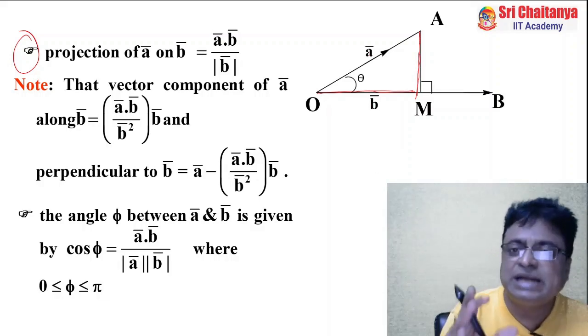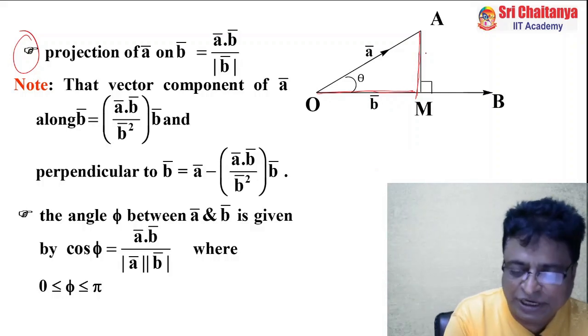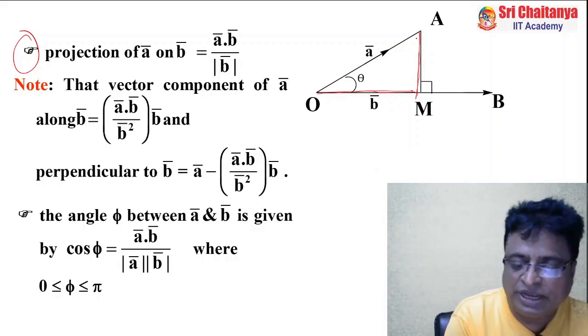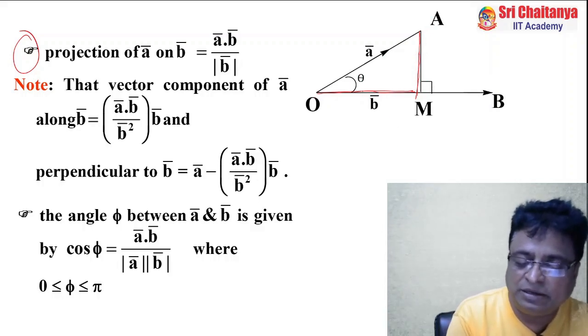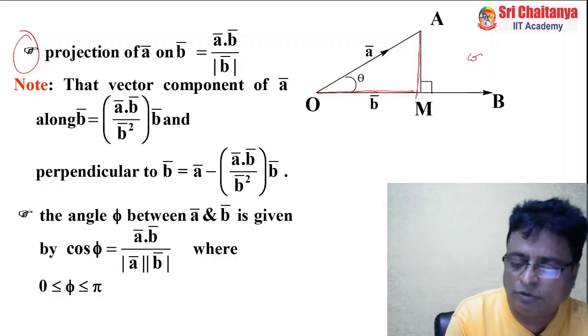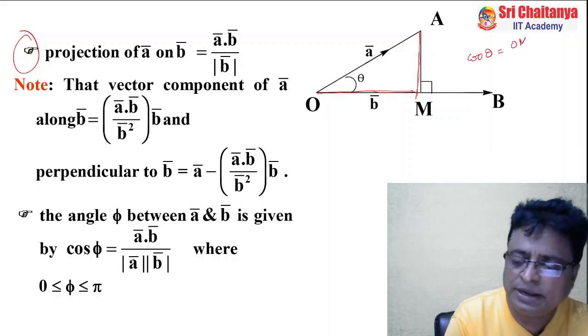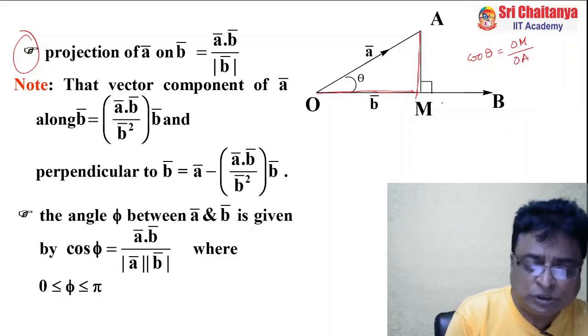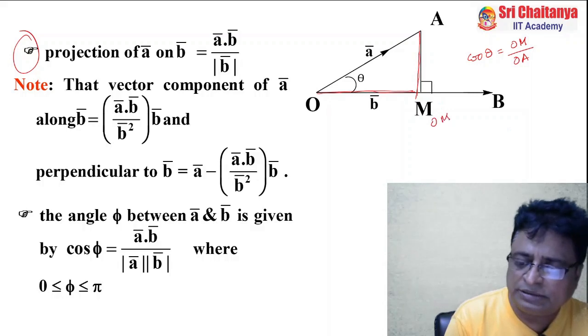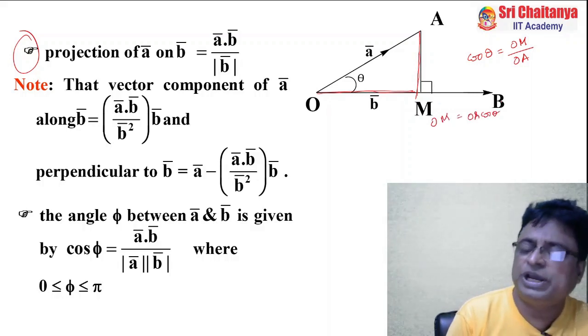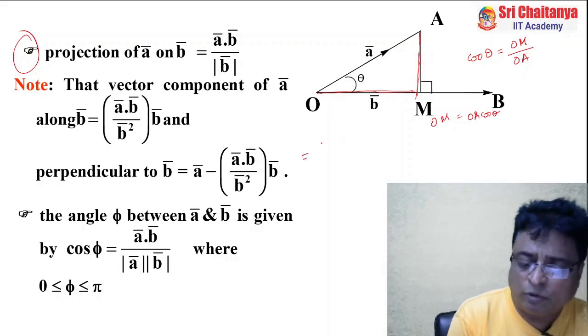So projection means it's a length. So that means actually OMA is a right angle triangle. Therefore, from this right angle triangle, what would be my cos theta? Cos theta is equal to OM by OA. So my OM is equal to what? OA cos theta. So OA means A cos theta.